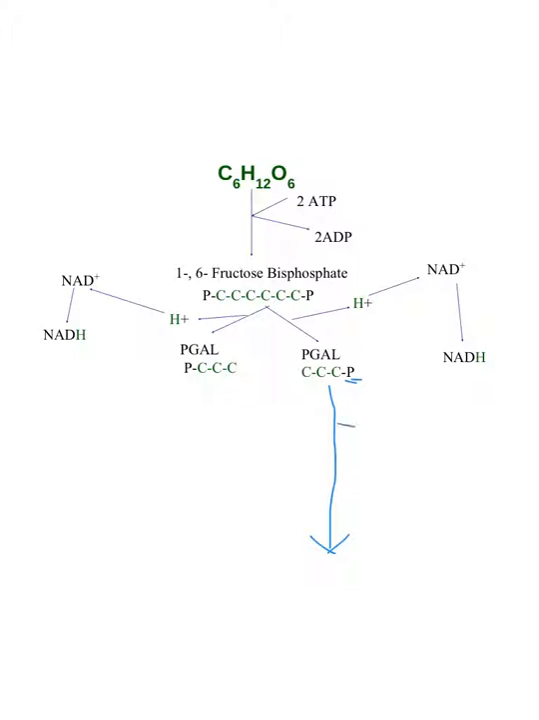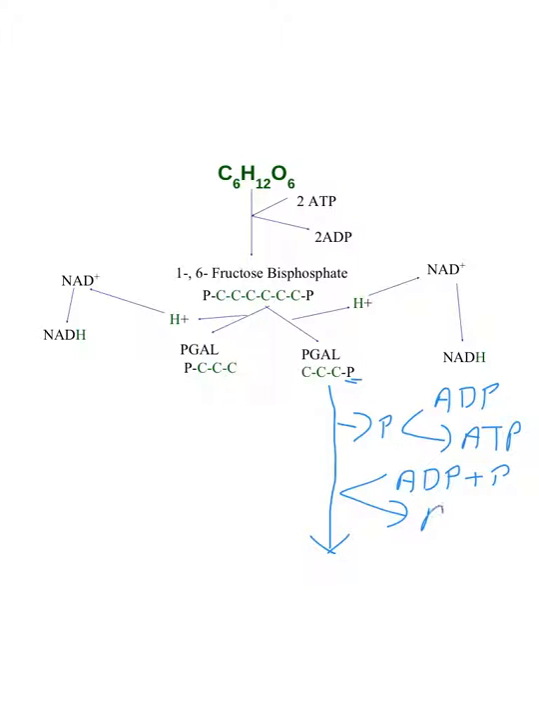Enough so that when this phosphate is released, we can allow ADP to swing over, pick that up, and become ATP. And as a bonus, we're getting enough energy released to convert another ADP plus a free phosphate into ATP. And lo and behold, what we end up with is something called pyruvate.